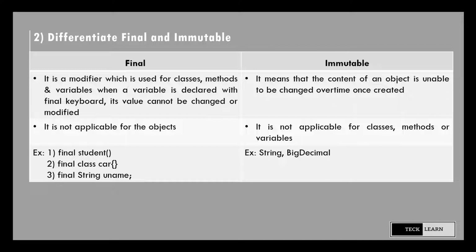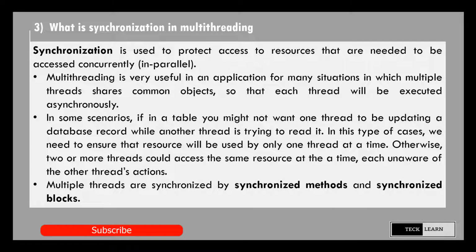Final is not applicable for objects, whereas immutable is not applicable for classes, methods or variables. Examples for final are final student method, final class car, final string uname, whereas examples for immutable are String, BigDecimal. 3. What is synchronization in multi-threading?